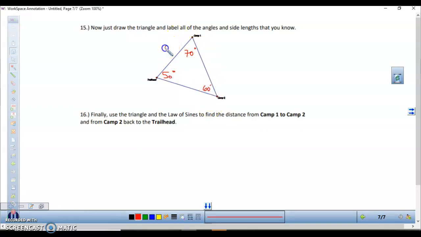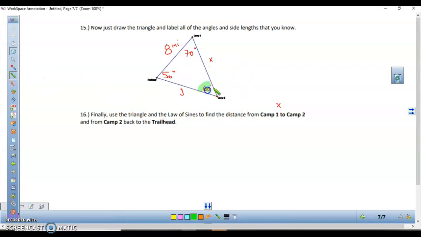And I know the only distance I know is that this was 8 miles. All right, so the last thing is actually applying what we learned last week. So use this triangle and the law of sines to find the distance from Camp 1 to Camp 2. We'll call that x. And the distance from Camp 2 back to the trailhead, we'll call that y. All right, so remember, law of sines, pretty straightforward.